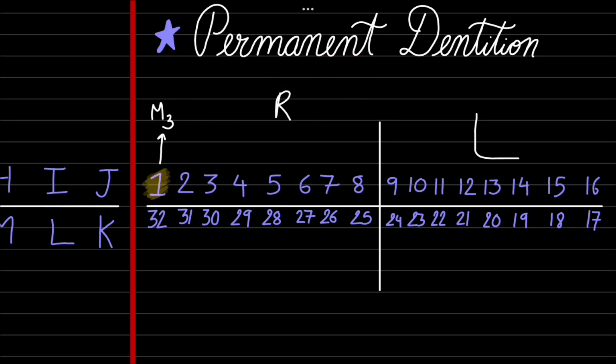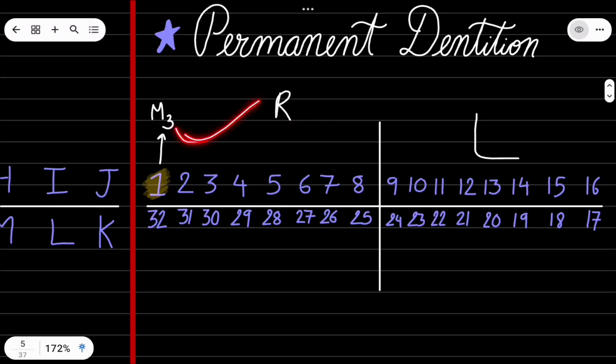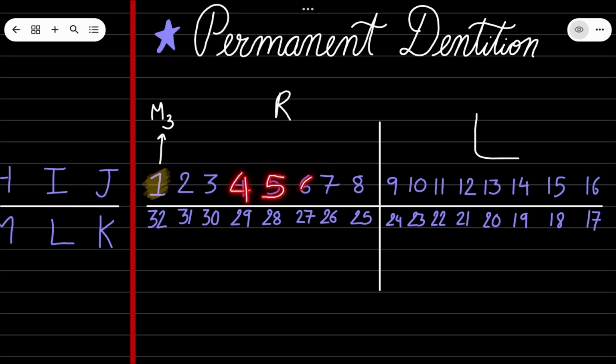Now how will we give this number? The first number, that is number 1, is always given to the maxillary right third molar. This is the maxillary arch, this is the right side, and this is the last molar or the third molar. So this will be given number 1. Then the second molar will be given number 2, the first molar number 3, the second premolar number 4, the first premolar will be given 5, canine 6, lateral incisor 7, central incisor 8, and so on.